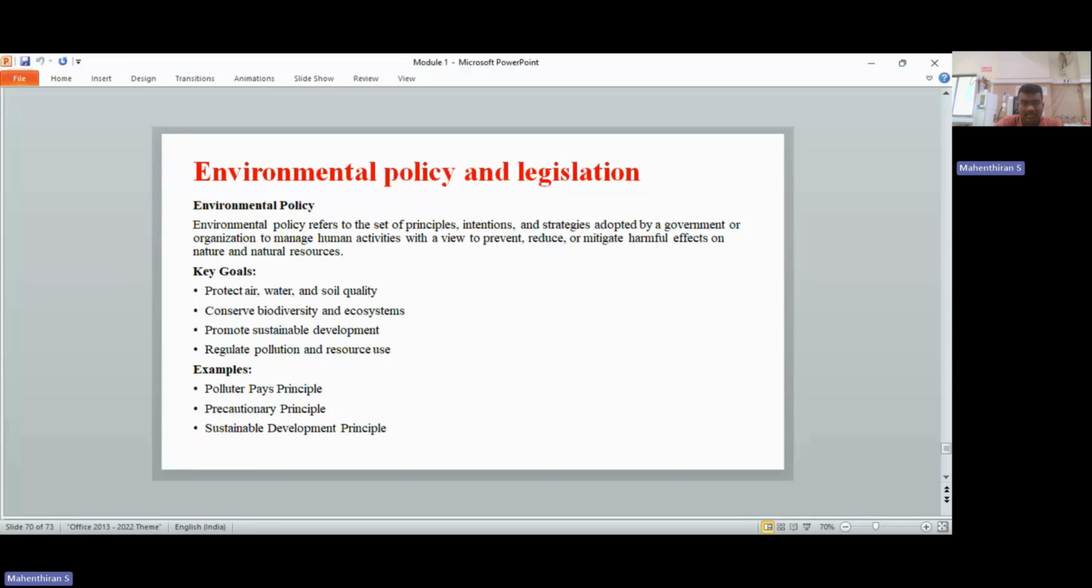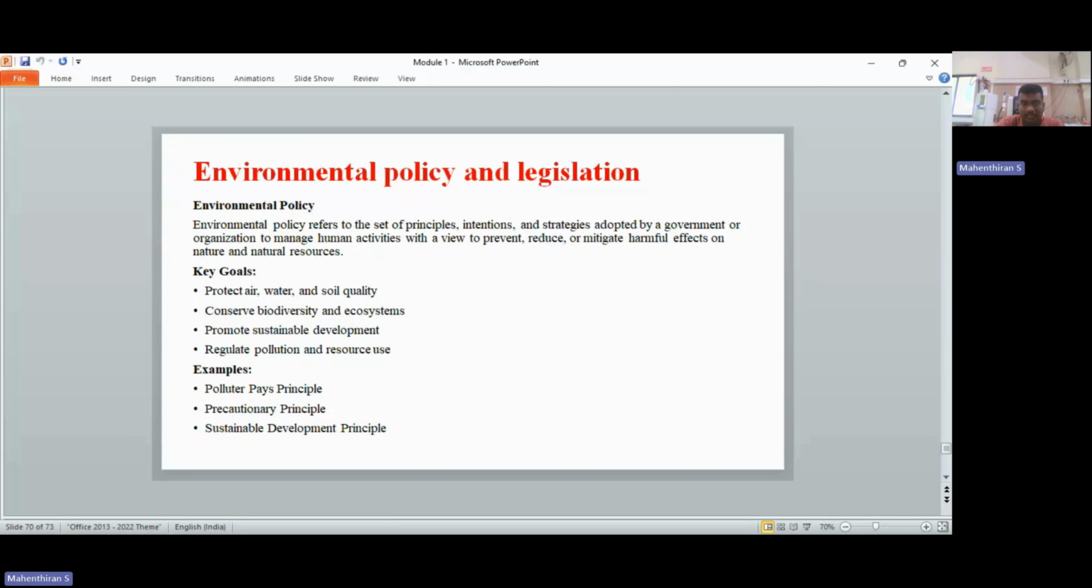The second is to conserve biodiversity and ecosystems. Biodiversity means the variety of life on Earth, from the microscopic bacteria to giant whales. It covers everything. Ecosystems are the communities of living organisms interacting with their physical environment. So these environmental policies protect biodiversity by creating national parks and wildlife sanctuaries, protecting the endangered species, and preserving critical habitats like wetlands, coral reefs, and old growth forests.